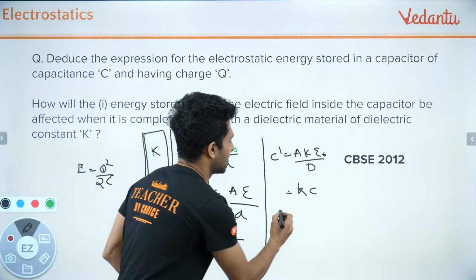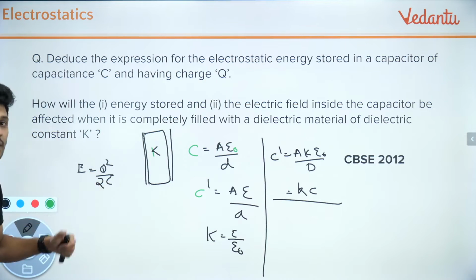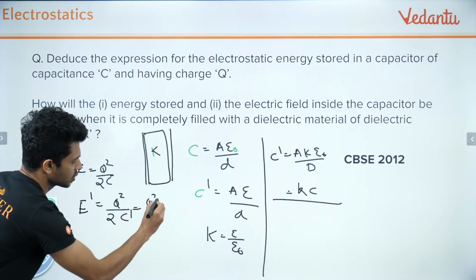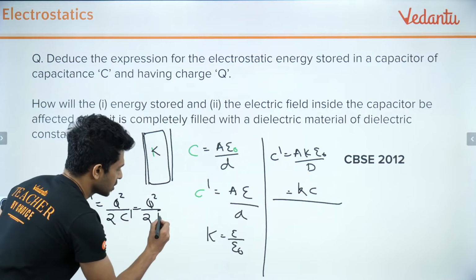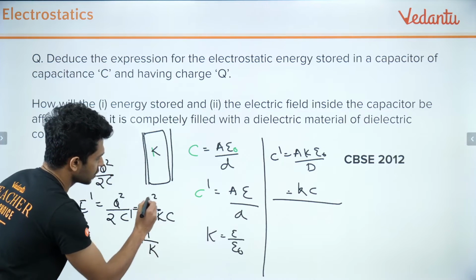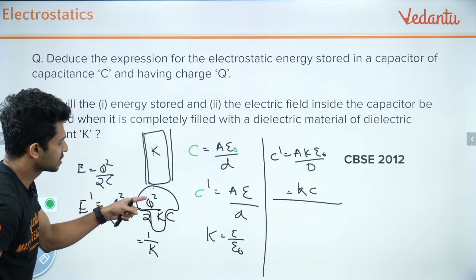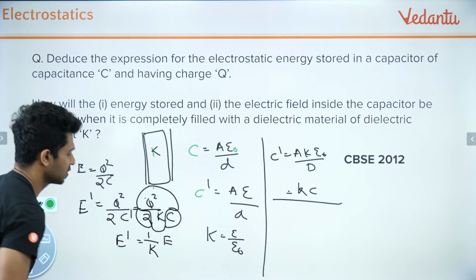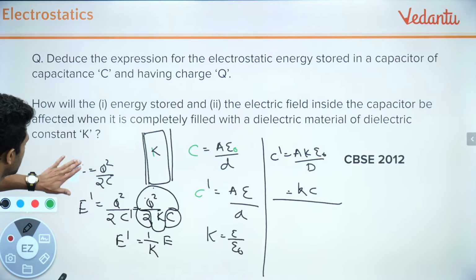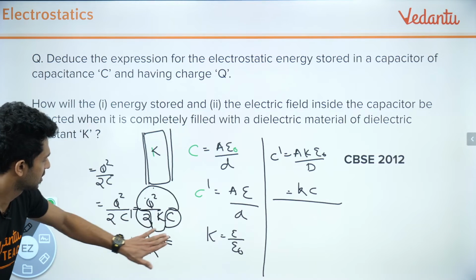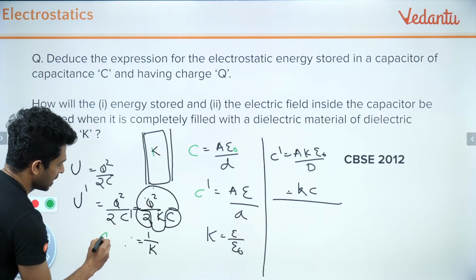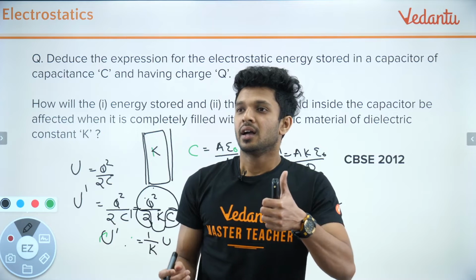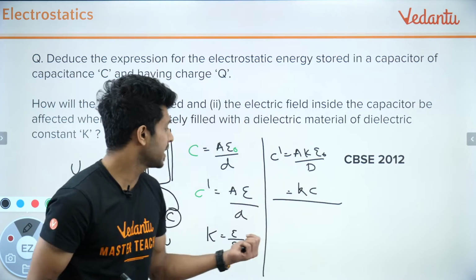Now let us see what is happening to the energy. What was the equation for energy? It was Q square by 2C. So now the energy E dash will be equal to Q square by 2C dash, which is equal to Q square divided by 2 into K times C. So this is equal to 1 by K into Q square by 2C, which can be written as the previous energy divided by K. So E dash is equal to E by K. I don't want you to get confused, so let us use U for energy: U dash is U by K, because electric field E we are already using for the electric field. Yes or no? Sonakshi, Aryan, yeah?